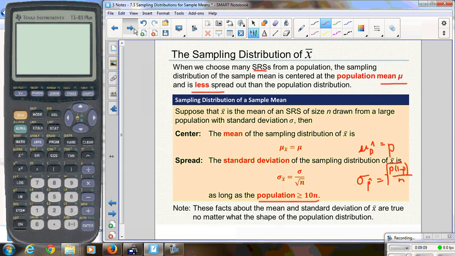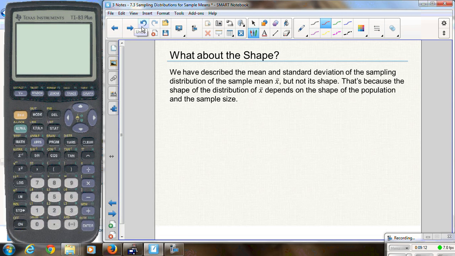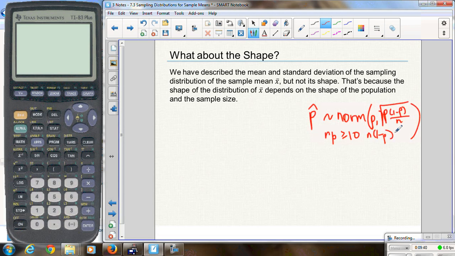But what about the shape? That's the next step. What about the shape of my sampling distribution? We saw that with p hat, I could say that p hat was normal. And again, our parameters were p and then the square root of p times 1 minus p over n. I could say that p hat was normal as long as n times p was greater than or equal to 10 and n times 1 minus p was greater than or equal to 10. That was the condition that needed to be met in order to use a normal distribution for p hat.